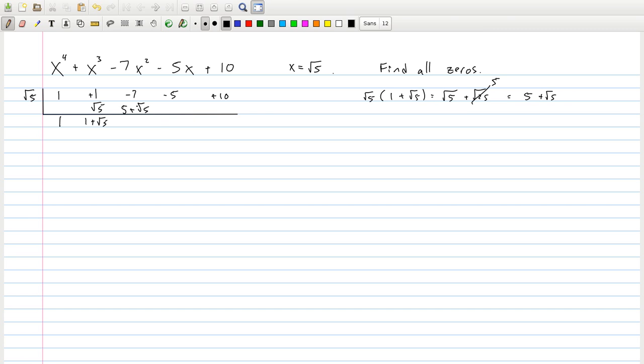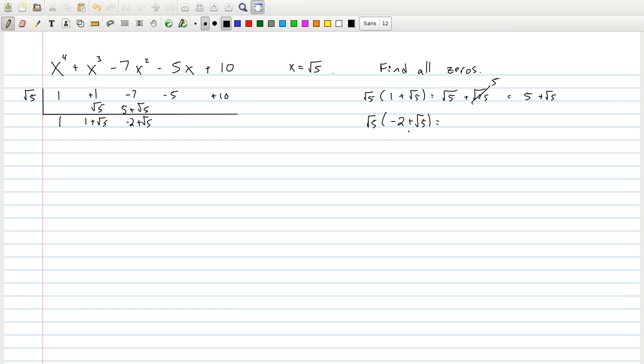And then we add these together. We combine like terms. The negative 7 and the positive 5, we can combine them to give us negative 2 plus radical 5. And then we multiply. Radical 5 times negative 2 plus radical 5. Let's write that off to the side to make sure we don't make any mistakes.